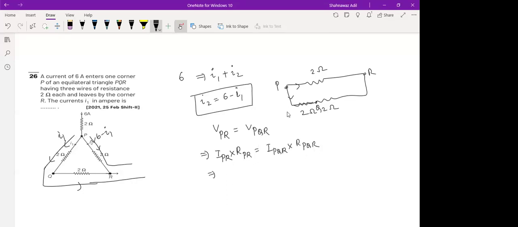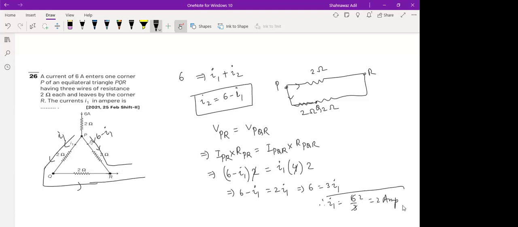So how much is this thing? The current in PR is I1, and in PQR it is 6 minus I1. So 6 minus I1 into 2, and then this is how much? I1 into 2 plus 2, because this is in series, so that is 4. So this 2 will be cancelled, and this is 6 minus I1 equal to 2 I1. So we have 6 equals 3 I1. So I1 is 6 by 3, which is 2. So 2 amperes. I1 would be 2 amperes.